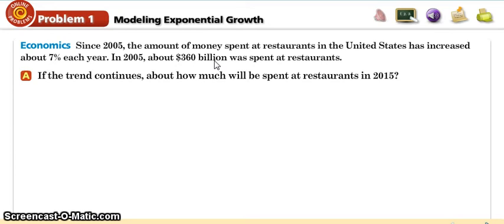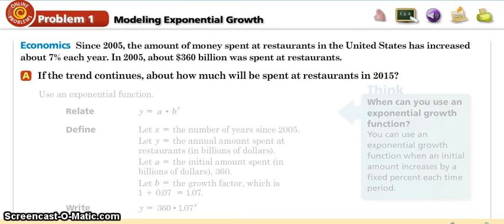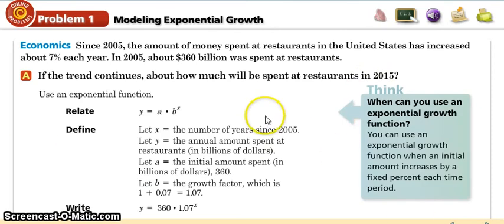It's increasing. Now, what we're going to do is it wants to know if the trend continues, about how much will be spent at restaurants in 2015. All right, well, we can use exponential growth to actually determine that. Now, 2015 is not very far off from here. That's next year. So we can kind of see how this will compare to what we'll see next year. All right, so I'm going to go ahead and bring this up, and let's focus on a little bit at a time. So please don't jump into all this. Let's focus on one thing at a time.